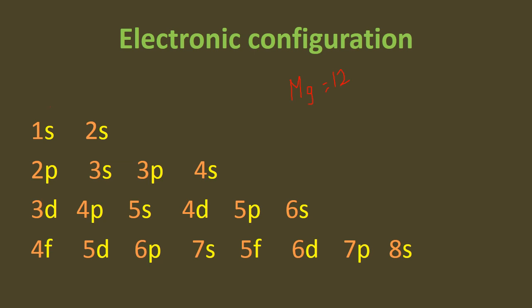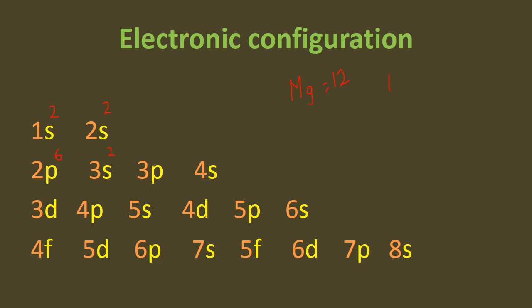We all know that s can accommodate 2 electrons. 2 electrons will move into 2s. P can accommodate 6 electrons, so it's gonna be 10. The rest of the 2 electrons will move to 3s. Now in magnesium there are 2 electrons present in the valence shell. So that's why it belongs to group number 2, alkaline earth metals.